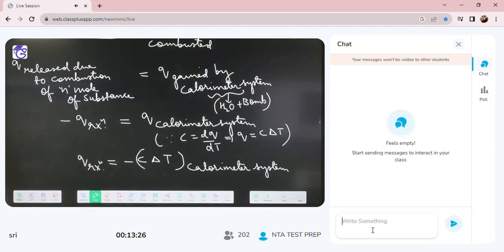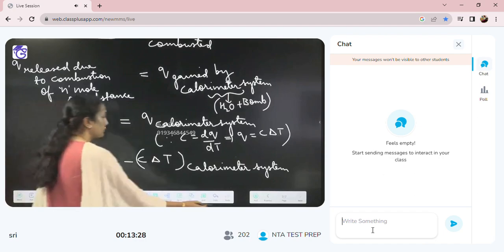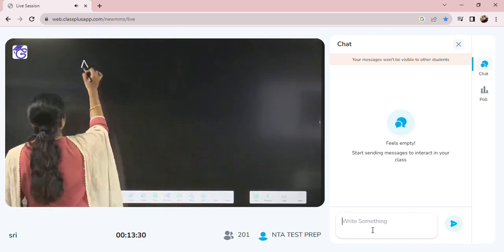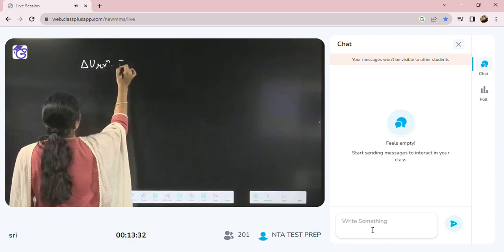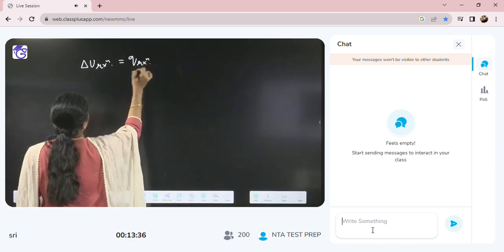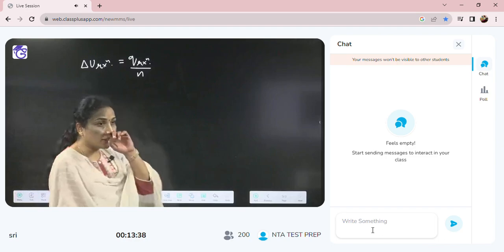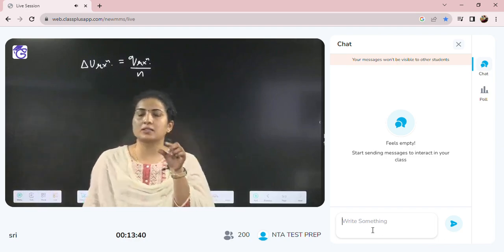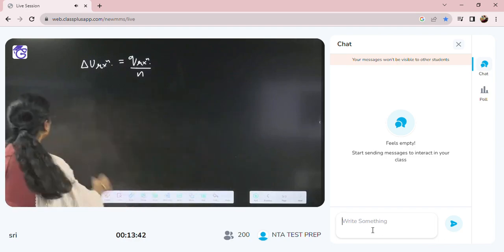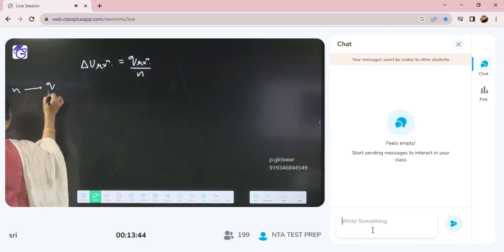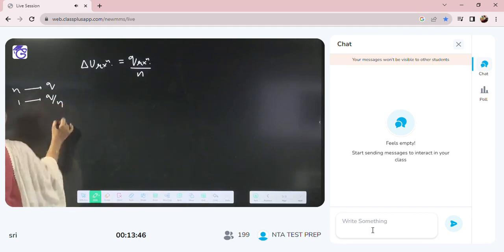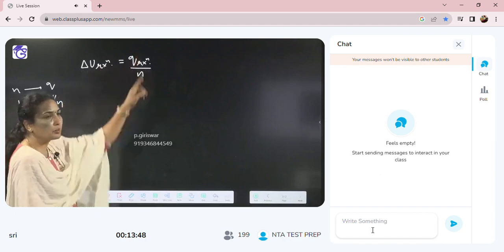Okay. Now, next thing is, always remember delta U is defined for per mole of a substance, right? Now we are saying n mole of the substance is undergoing combustion. So for n mole of substance, you are having Q amount of heat. So for 1 mole, it will be Q by N. That's the reason I have written delta U is equal to Q by N.